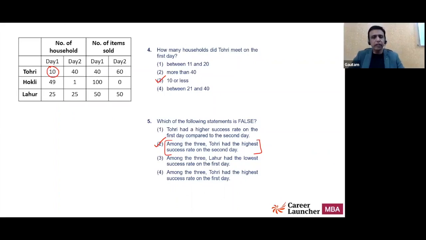Perfect. Otherwise, the other option, if you check, Tori had a higher success rate on day 1. Yes, his success rate was 4 on day 1 and 1.5 on day 2. Third option says Lahore had the lowest success rate on day 1. Yes, Tory had a success rate of 4. Hooghly slightly more than 2. Lahore has exactly 2. And fourth says among the three, Tory had the highest success rate on day 1. Yes, he had a success rate of 4. Rest has less than that. So that was about the third set that occurred in the slot 2 of CAT 2022.